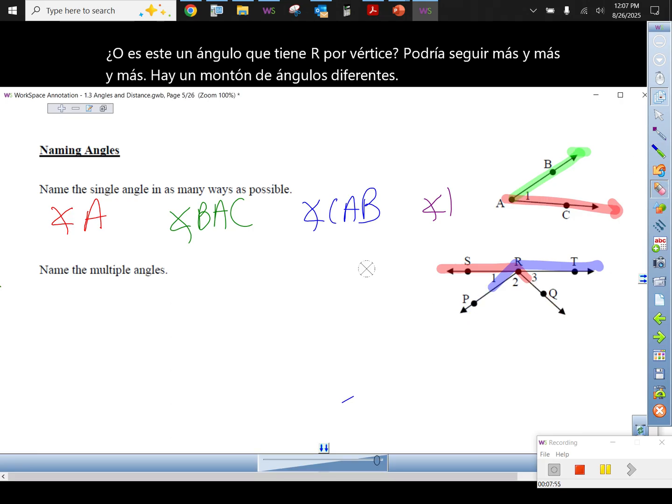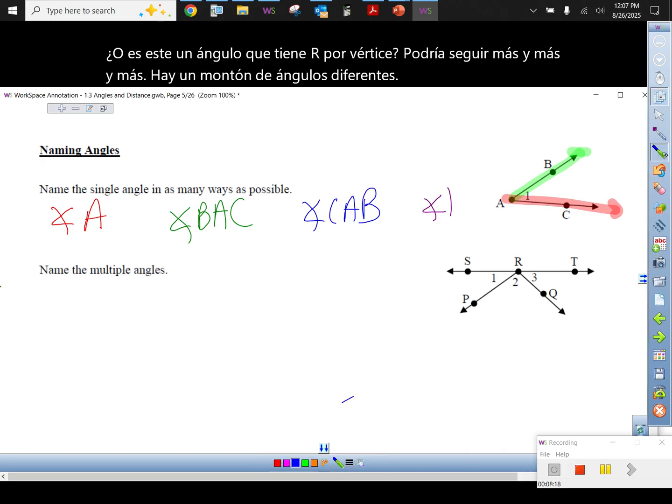That's like having 20 people in a room whose first name is Dave. Everybody's name is Dave, and I go, Dave, you got a detention. And they go, which one of us? Right? Because there's 20 of us. You cannot call any of these angles angle R because there are so many different angles with R for a vertex.